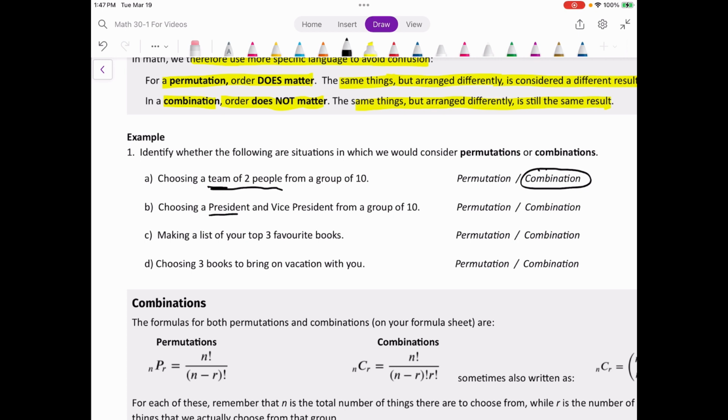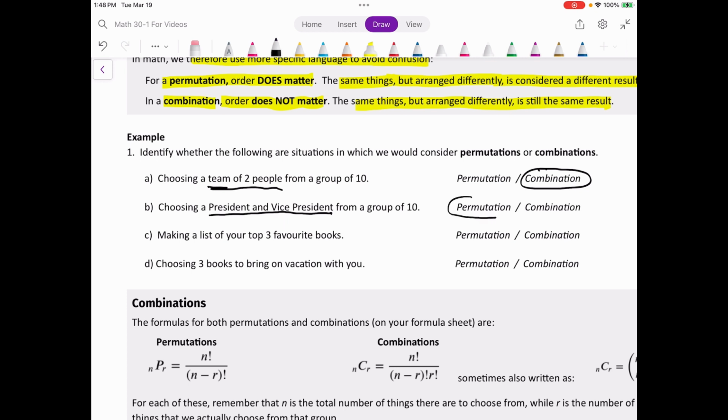Choosing a president and a vice president from a group of 10. Now, does order matter? If I pick two people to be president and vice president, and then I switch the order that I picked them, does that give us a different outcome? Well, then it does, right? I'll stick with Alice and Bob. If I make Alice president and Bob vice president, that's a different outcome than if Bob is president and Alice is vice president, right? So order does matter there.